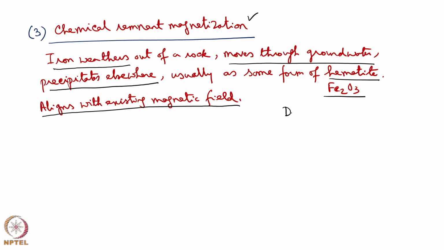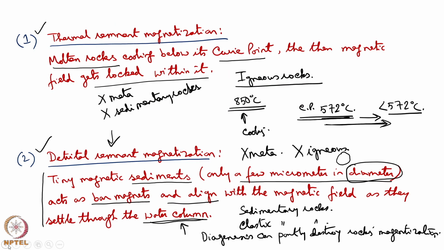So, looking at the old rocks, we can understand if it underwent chemical remnant magnetization from this hematite, whether in the past the earth had a normal or reverse magnetic field. But just with this data, we have no idea at what time it got deposited. For that, we may need the geochronologic technique or biostratigraphic information.